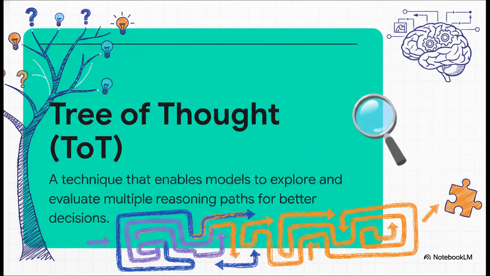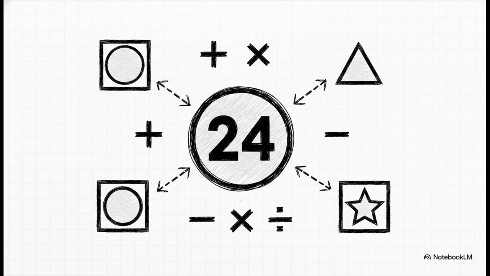It's much closer to how a person would actually solve a complex puzzle. So to really see how powerful this is, let's use a classic puzzle, the game of 24. The rules are simple, you get 4 numbers, and you have to use basic math to make them equal 24. This isn't something you can just look up. It takes some real trial and error.